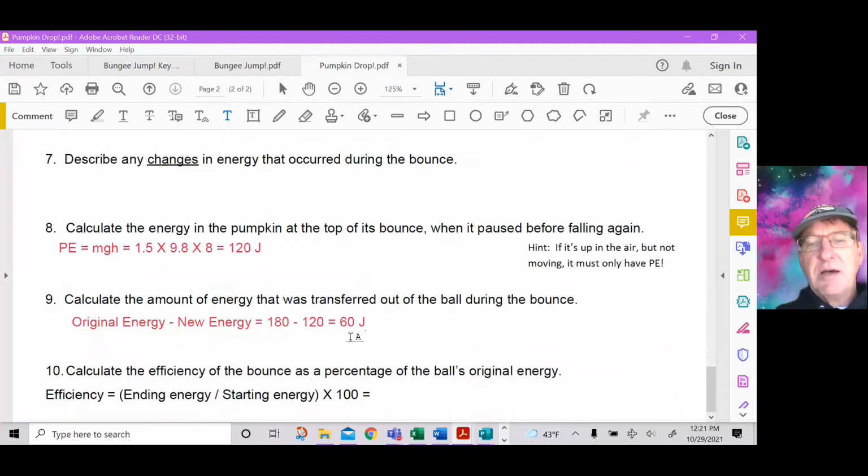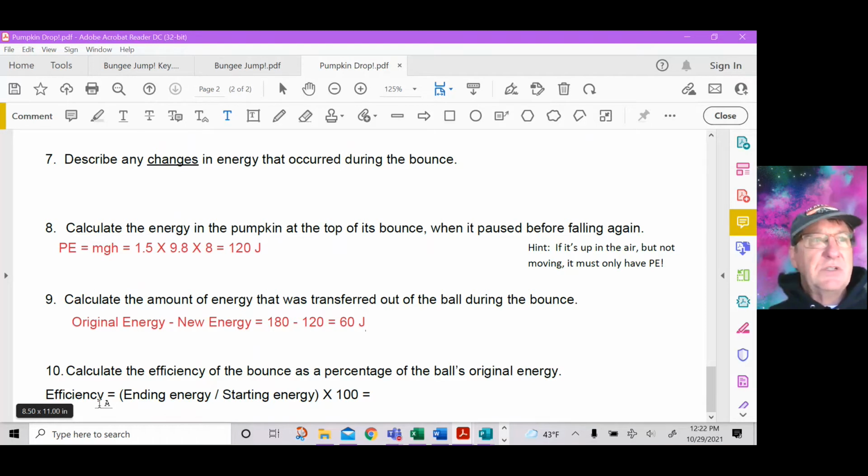Now, your answer should not be exactly 60, but it should be pretty close to it. Go ahead and do your math, pause the video if needed. I'm going to move on to number 10. So we're going to calculate the efficiency of the bounce as a percentage of the ball's original energy, and I've given you this new equation for efficiency.